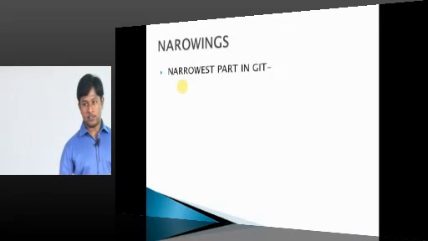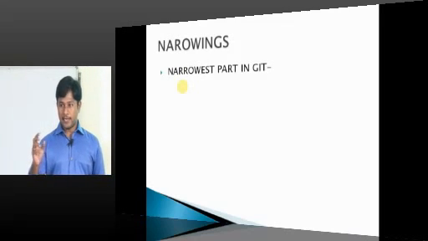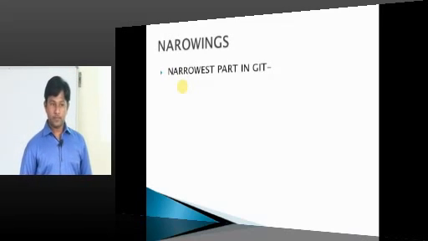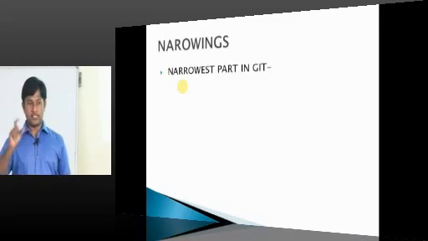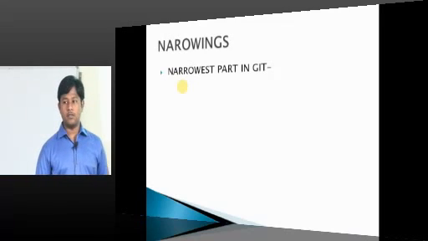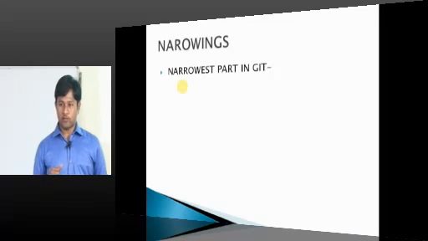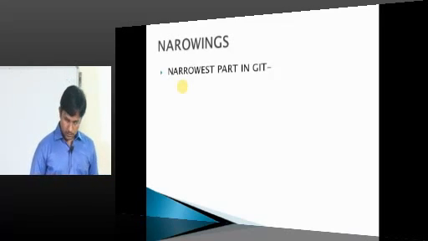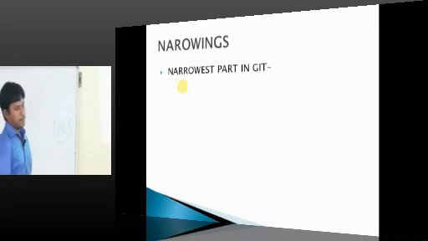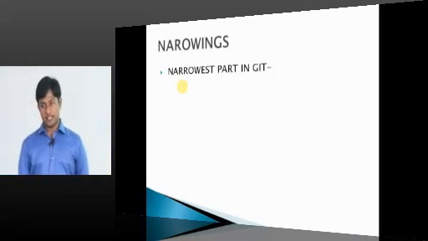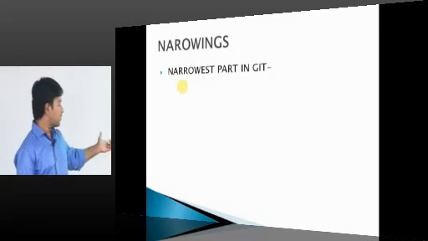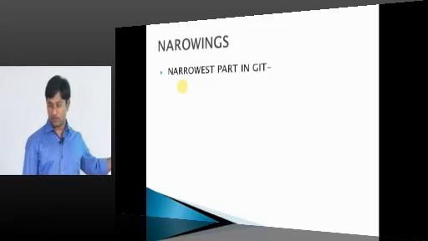Narrowings of esophagus. Any idea where the narrowings of esophagus are present? Right, the first narrowing of the esophagus is UES, that is upper esophageal sphincter. Upper esophageal sphincter is the first narrowing part of the esophagus.